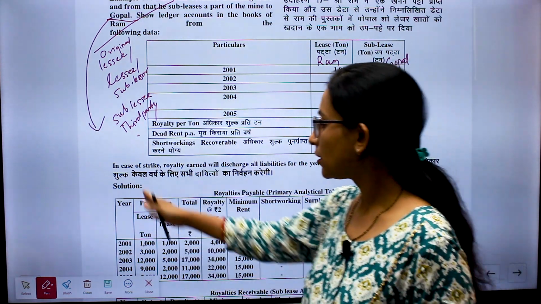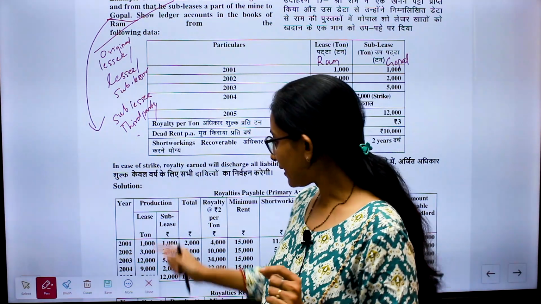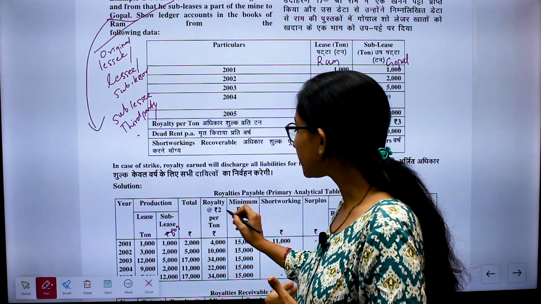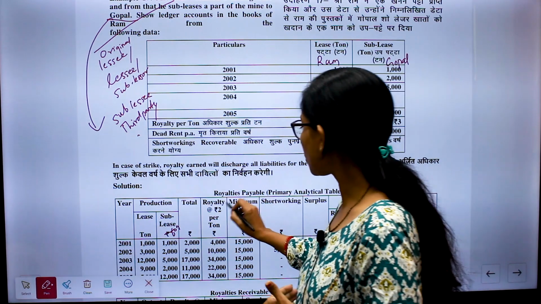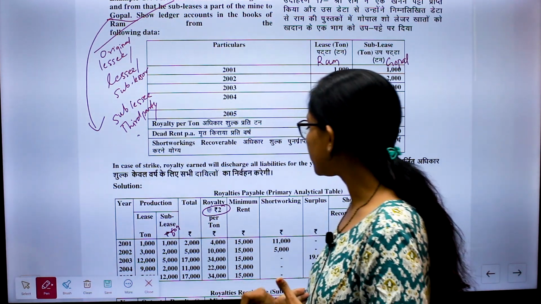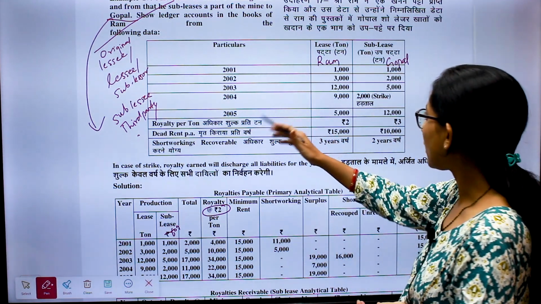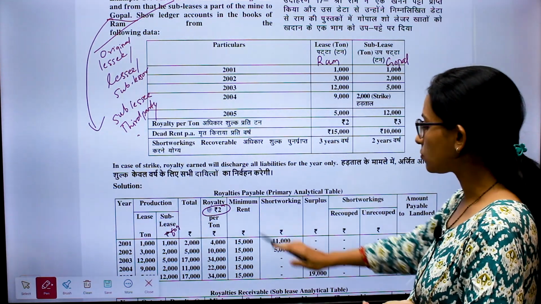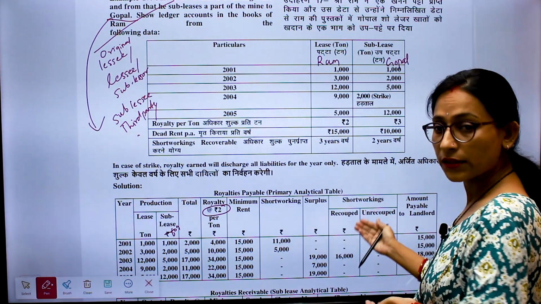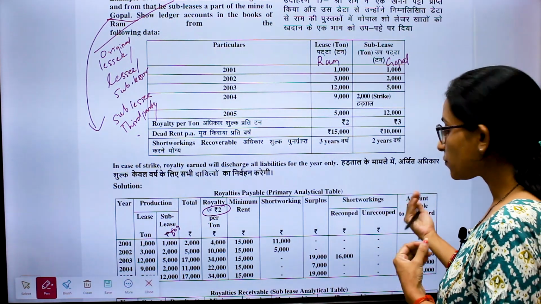First we put the year, then the production. In production we have divided into 2: lease ton and sublease ton. Then the royalty. Here the royalty per ton will be of Ram, because this is a primary analytical table, so we will only use Ram's per ton amount. Then the minimum rent which Ram has to pay is rupees 15,000, so we'll write minimum rent. Then the short working column, surplus column, then how much short working we have recouped, and the amount which we are not able to recoup.